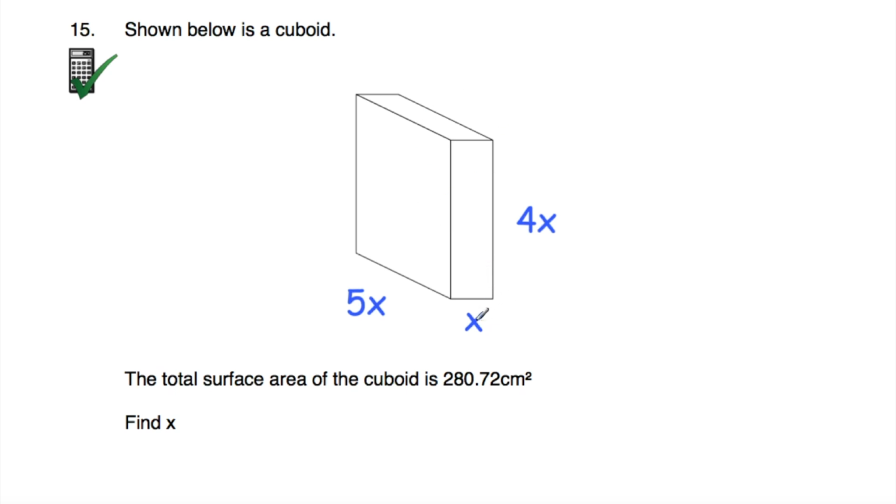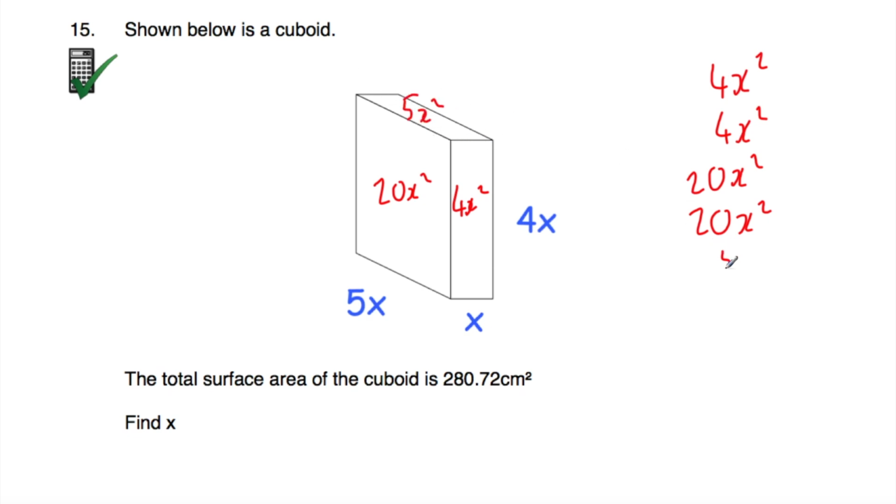So let's find the total surface area of this cuboid. Dealing with the front, x times 4x would be 4x squared. So that's 4x squared for the front and 4x squared for the back. The left hand side, we've got 5x times 4x, that's going to be 20x squared, and also 20x squared for the right hand side, because remember, the front's the same as the back, the left side's the same as the right side. Now we've got to do the top and the bottom. This length is x, and then times this length, which is 5x, and x times 5x is 5x squared. So it's going to be 5x squared for the top and 5x squared for the bottom.